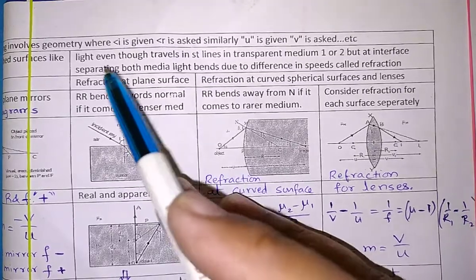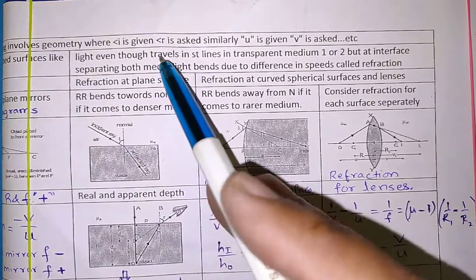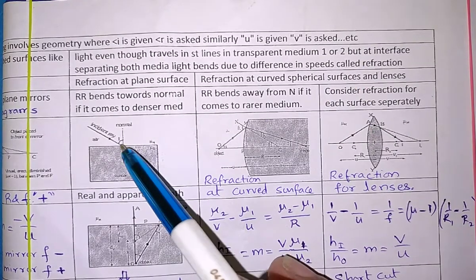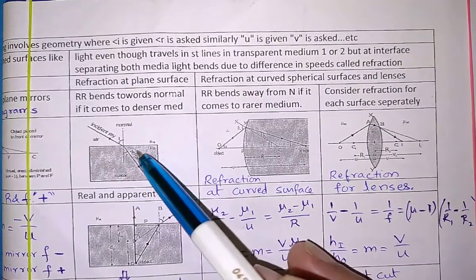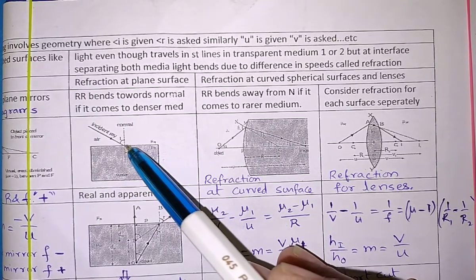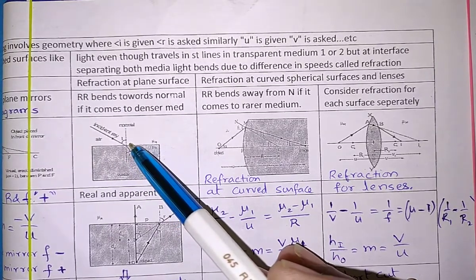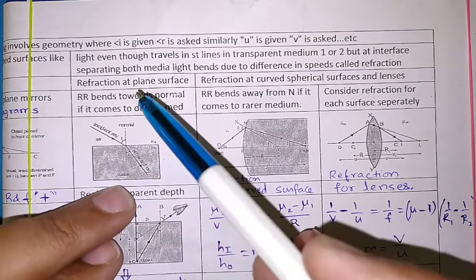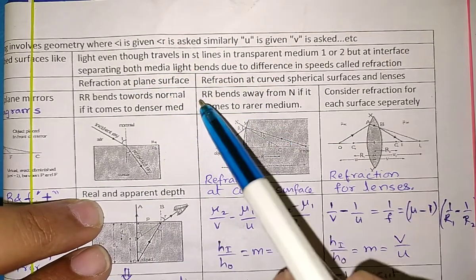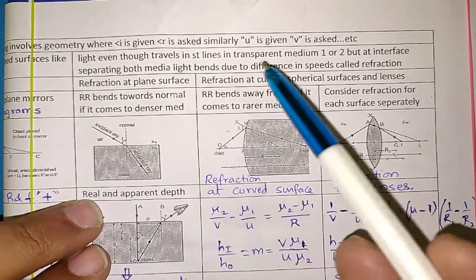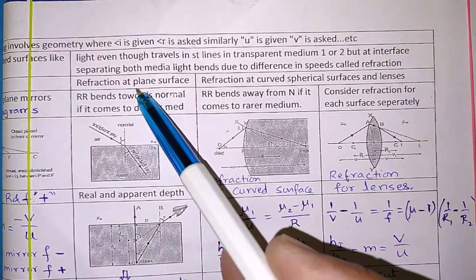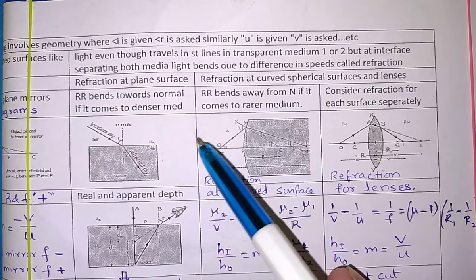Next comes refraction. Light, even though it travels in straight lines in transparent medium 1 or in transparent medium 2, that is, before entering a medium also it will be straight, after entering the medium also it will be straight. But when it meets the interface, there it bends. So this phenomenon does not violate rectilinear propagation, but this phenomenon is called refraction. So again, like reflection, refraction also we deal at plane surface and at curved surface separately.